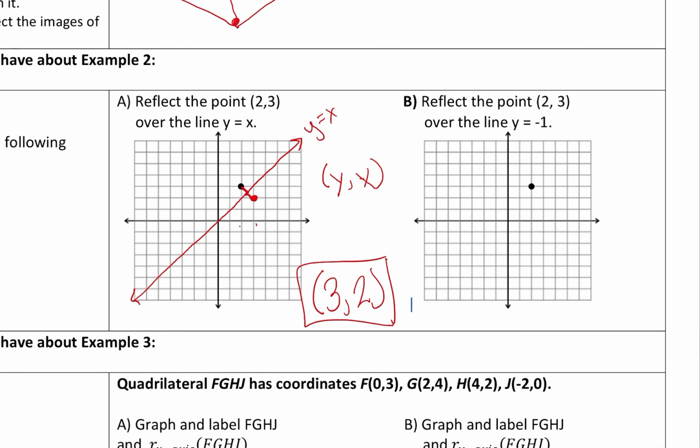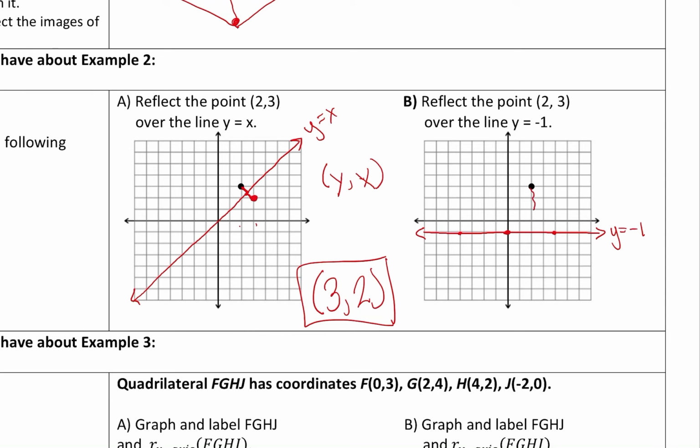All right, this one we're going to reflect the point 2, 3 over the line y equals negative 1. So y equals negative 1 means that every y value on the line is negative 1. So 0, negative 1; 5, negative 1; negative 3, negative 1. All of these are on the line y equals negative 1, because all the y values on every point on that line are negative 1. So the easiest thing to do is just count directly to the line.